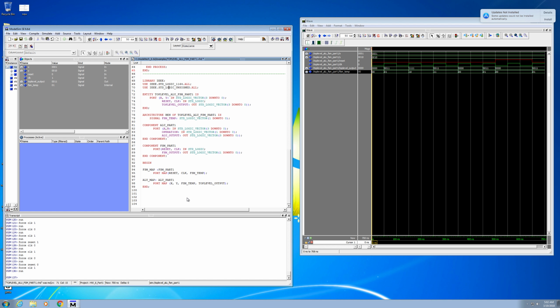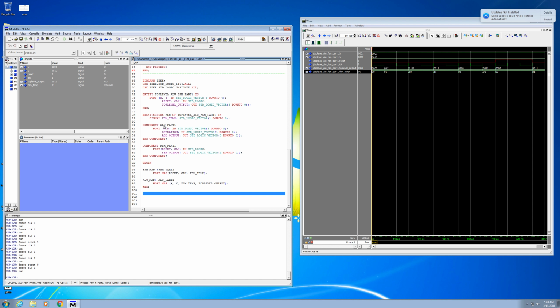As we look at the top level, tying them together, I've created 2 4-bit inputs to represent the 2 inputs of the AOU. I have the reset and the clock as the inputs and a 4-bit output. In my architecture, I have a FSM temp signal, a 2-bit signal, which will be displaying the operation select line, which determines which operation is executed.